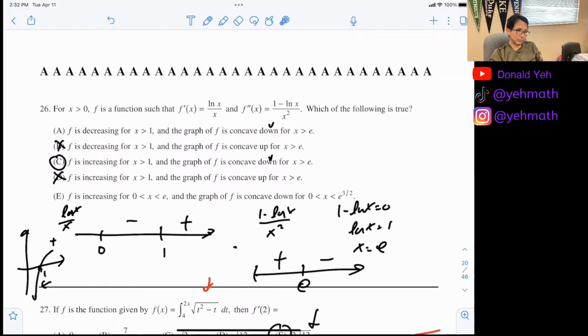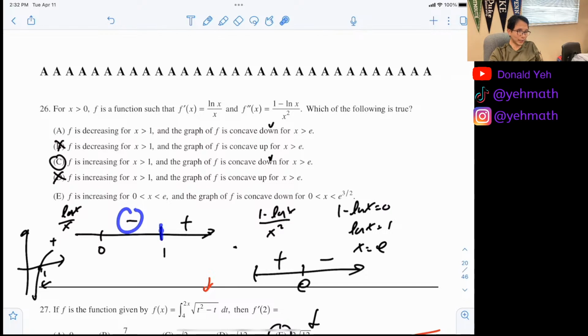Okay. Number line test: natural log of x, which is 1, critical number. 1 minus natural log of x, critical number is e. So you got negative, positive, positive, negative if I plug in. So how do I know this part's negative though? Do you guys know why this is negative?